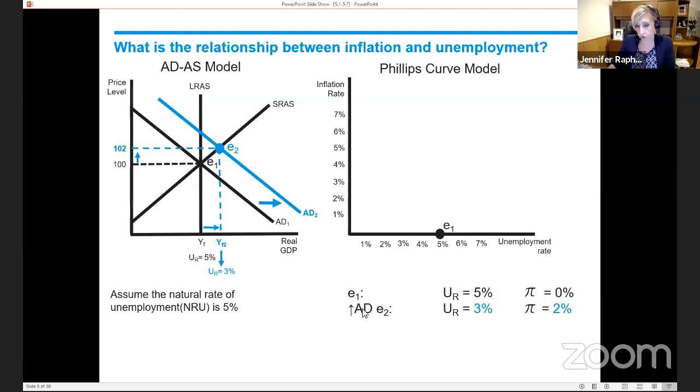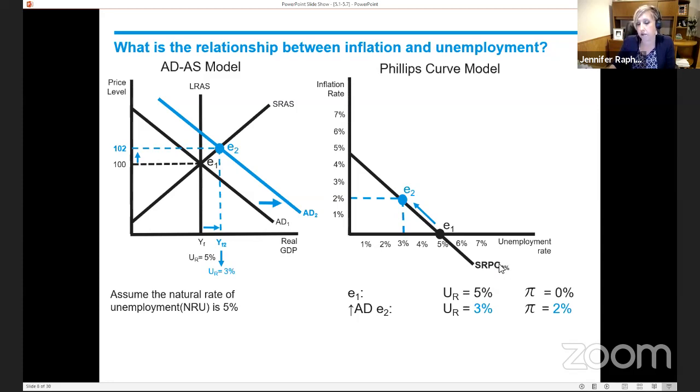So now, as a result of the increase in aggregate demand, we need a new point in our Phillips curve model with 3% unemployment and 2% inflation. So find 3% unemployment and 2% inflation. That would be right here. So we have this new point. You can see that we've gone this way. Unemployment has fallen and inflation has risen. There's our short run trade-off. Now, what we can show here is a short run Phillips curve, and I'm noting that it's a short run Phillips curve with an expected rate of inflation of 0.